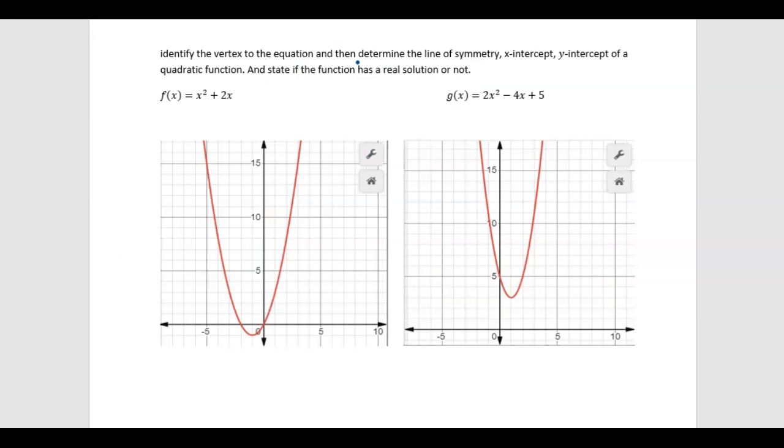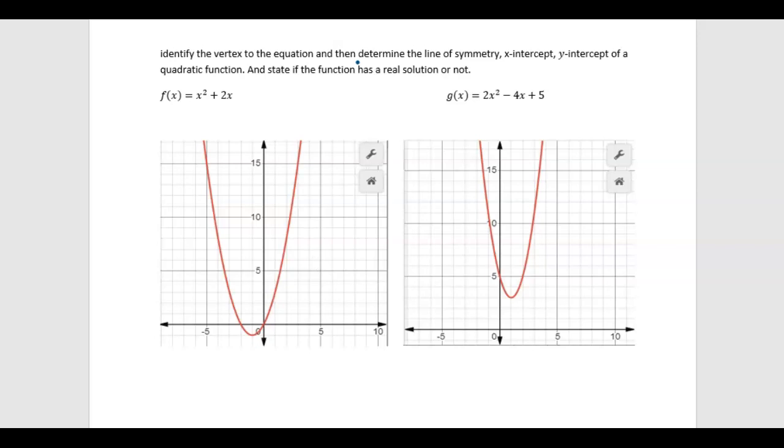So this is the graph for this function. What we're going to do is identify the vertex of the equation from the graph, and then we're also going to determine the line of symmetry, the x-intercept, and the y-intercept of the quadratic function, and also state if the function has a real solution or not. Okay, so let's start with this one.